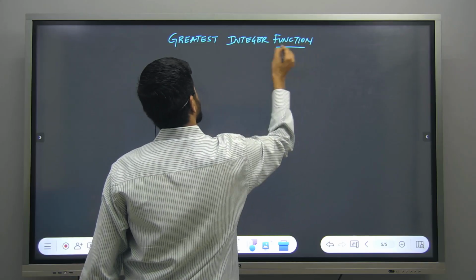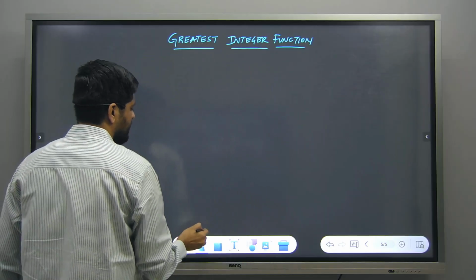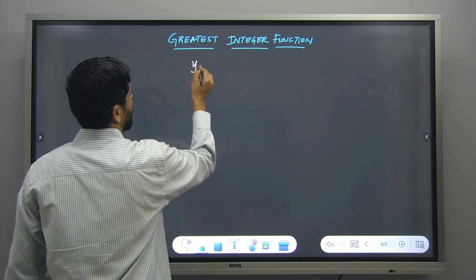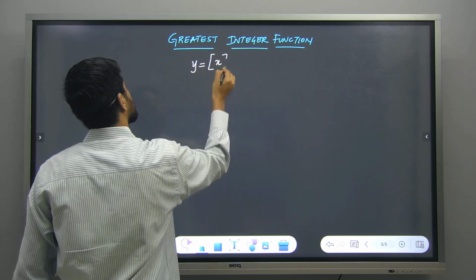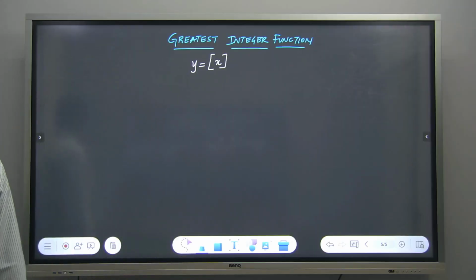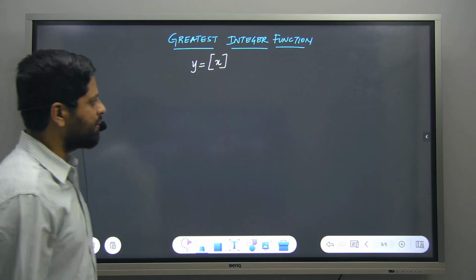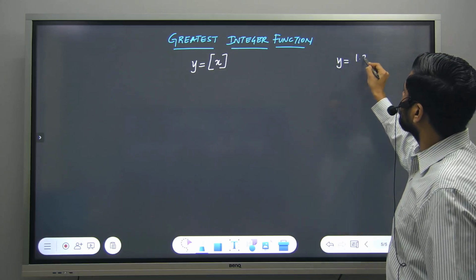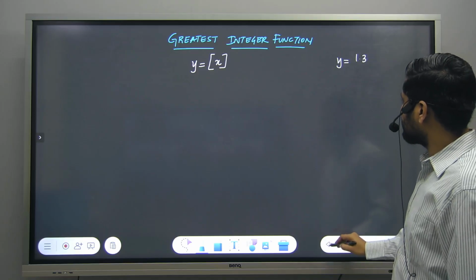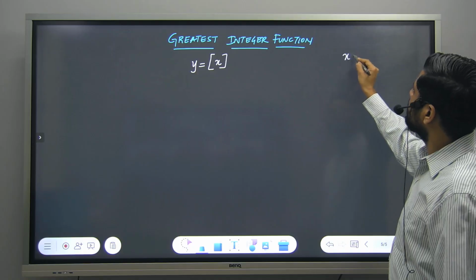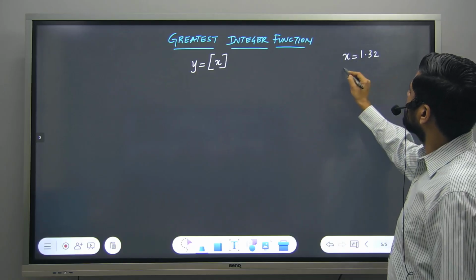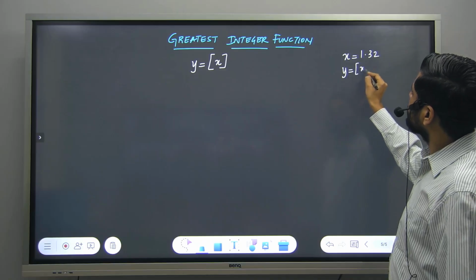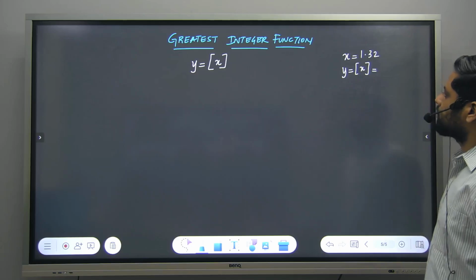Any idea what's the greatest integer function? Can you give me an example? Even if not the definition, you can give me the example. This is the greatest integer function. Can anyone give me an example? Okay, let me take an example by myself. Say x is equal to 1.32. What is the value of y going to be for the greatest integer function?